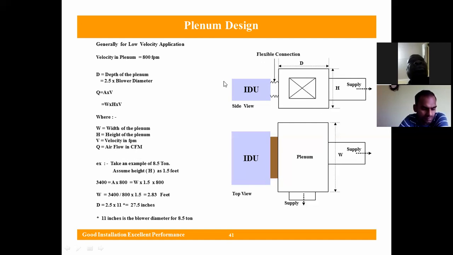So for example, we are taking this indoor unit as 8.5 ton. The capacity of this AC is 8.5 ton. We assume it. Now here we have to assume the height. We might be knowing the supply air dimension of the duct. So here we have to assume any height. You can assume whatever height you want.